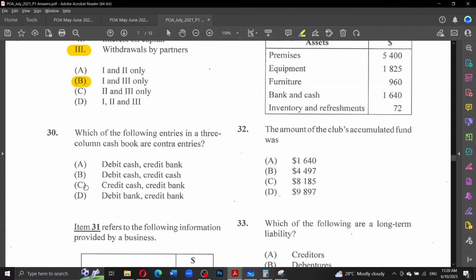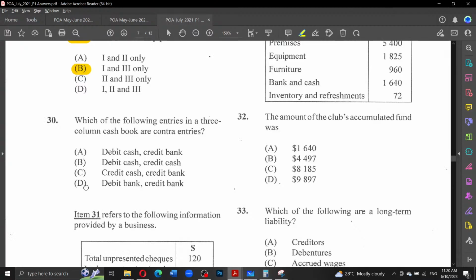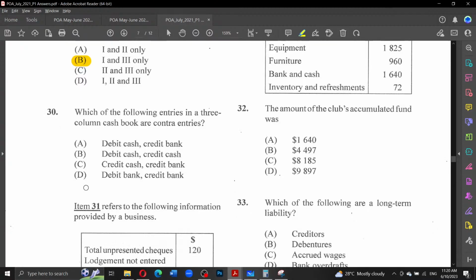Which of the following entries in the three-column cash book are contra entries? So remember, contra, you have two different accounts, basically cash and bank. One has to be debit, one has to be credit. And that is A.